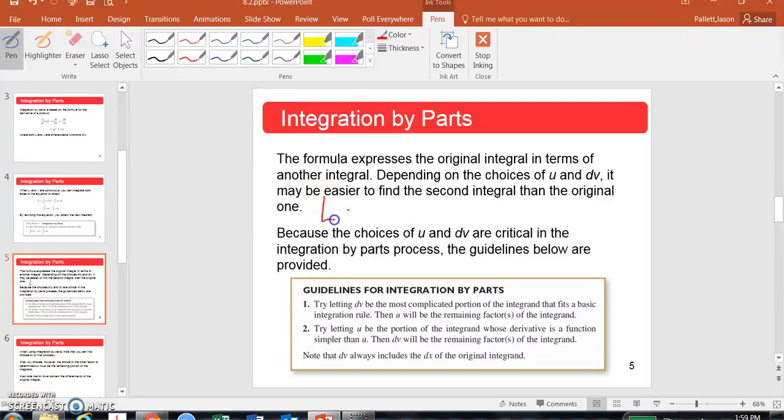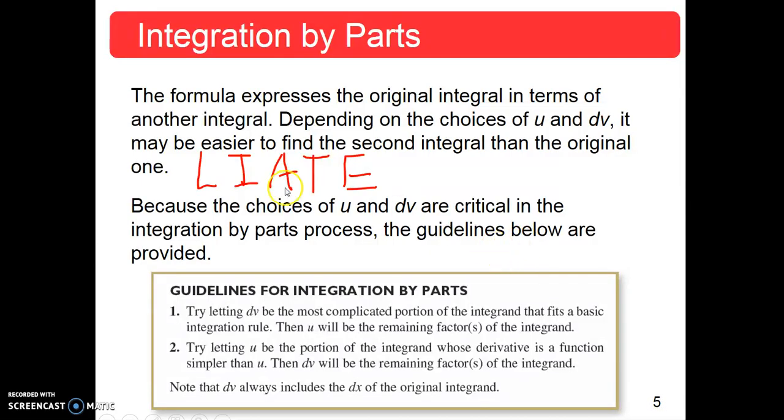There's an acronym, LIATE. LIATE stands for logarithmic, inverse trigonometric, algebraic, trigonometric, and exponential. What this acronym tells you is that if you go in this order, these are the types of functions that would be most likely to work as a choice for u.